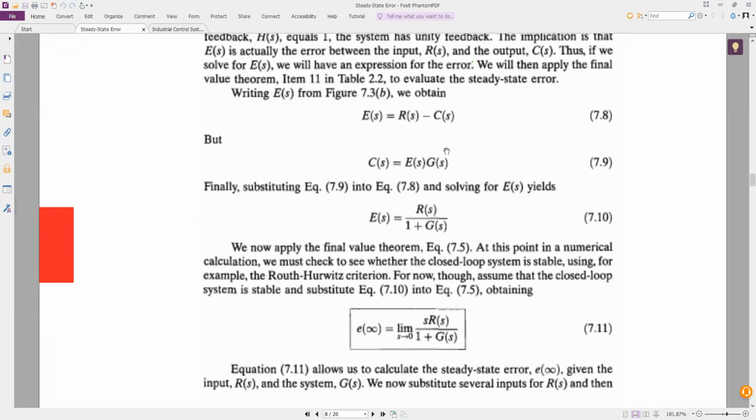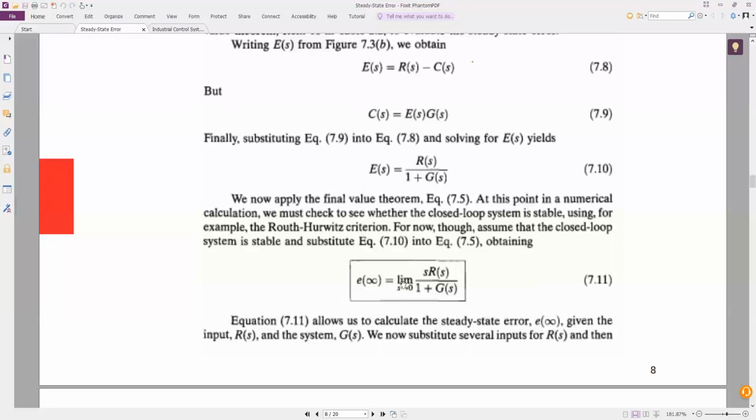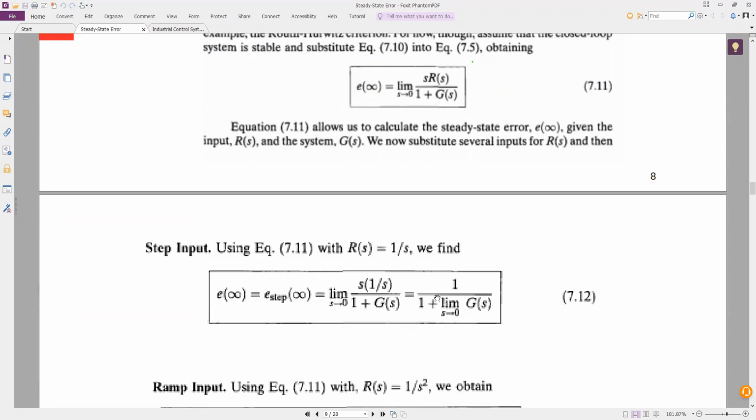So now finally we get what? We get the value E(s) equal to R(s) divided by 1 plus G(s). Now put this value in the final value theorem. Then we will get this one: limit s tends to 0, sR(s) divided by 1 plus G(s).